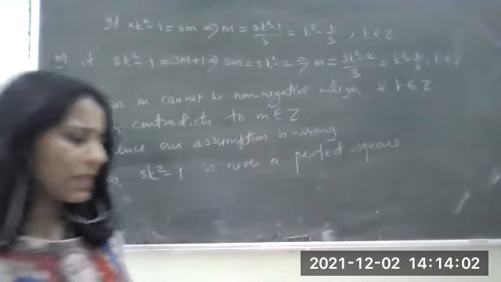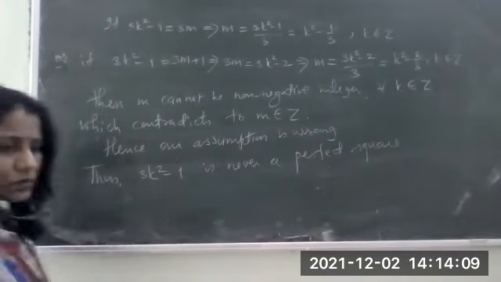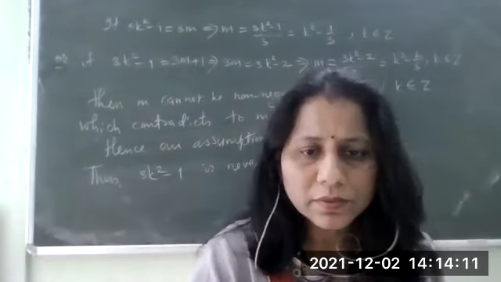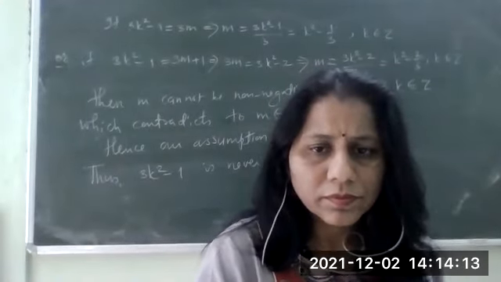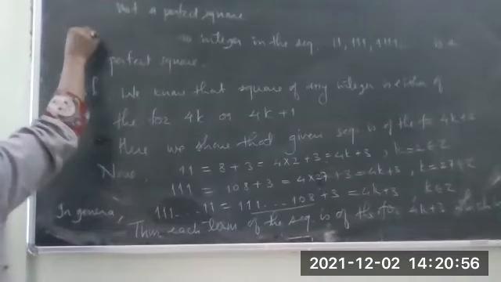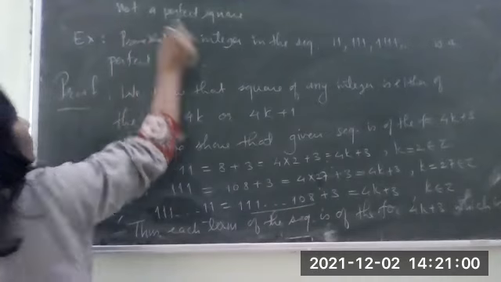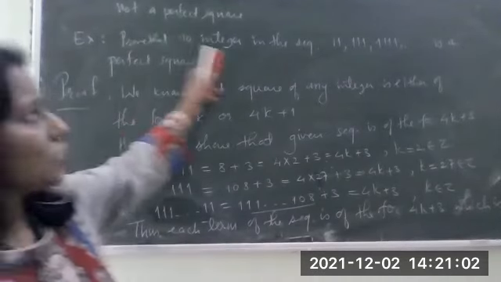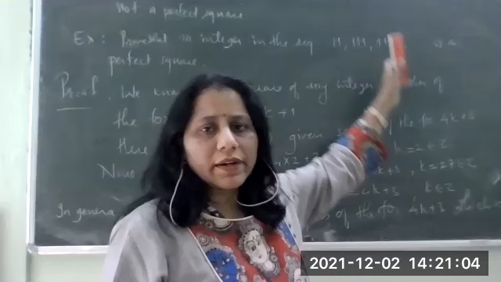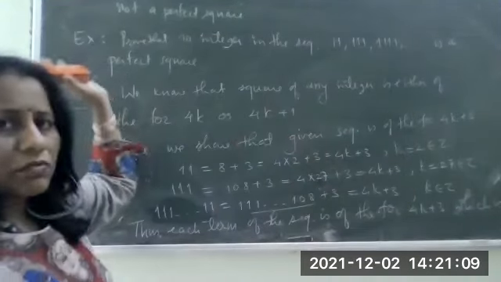Okay, now let us take another example. So here we are going to prove that, the question was like this: prove that no integer in the sequence 11, 111, 1111, 11111 and so on is a perfect square.